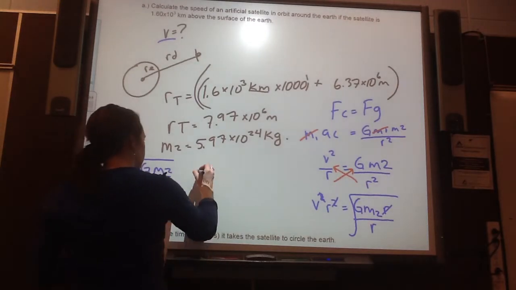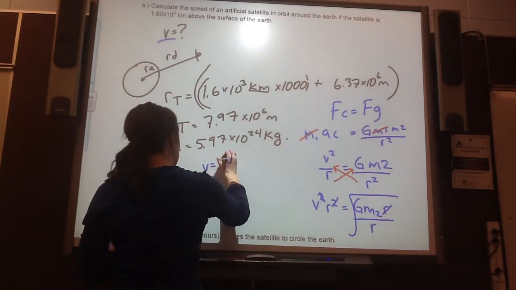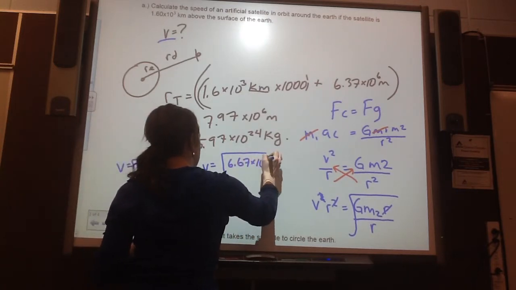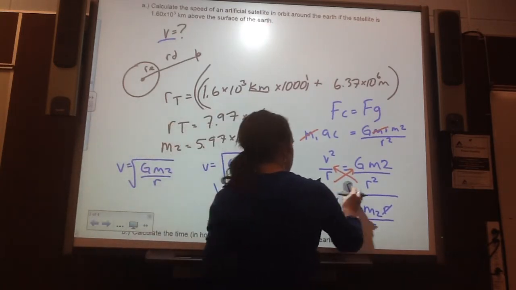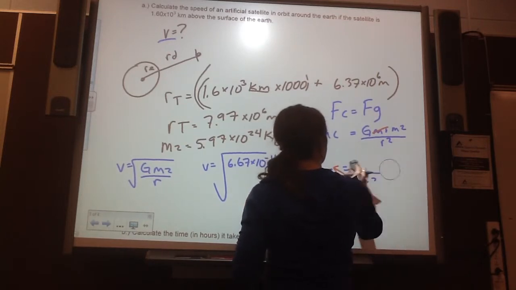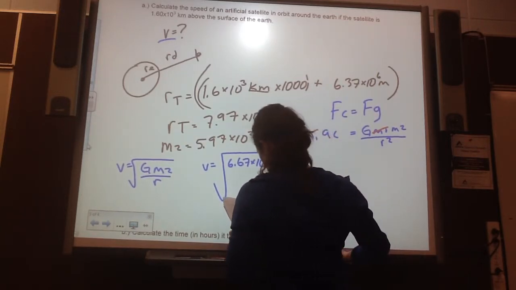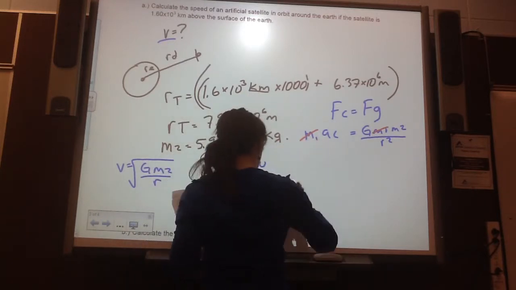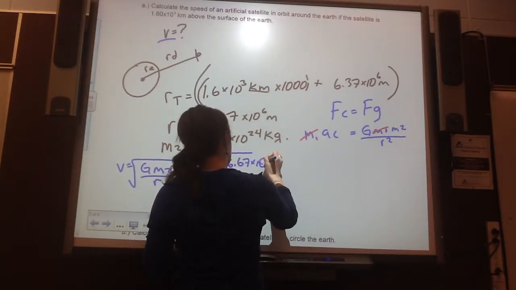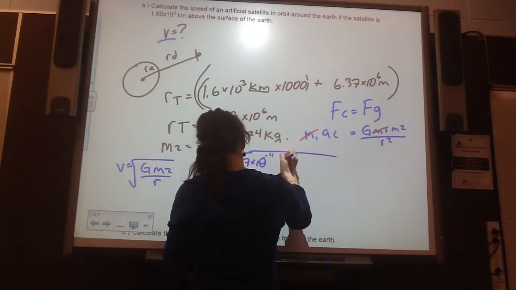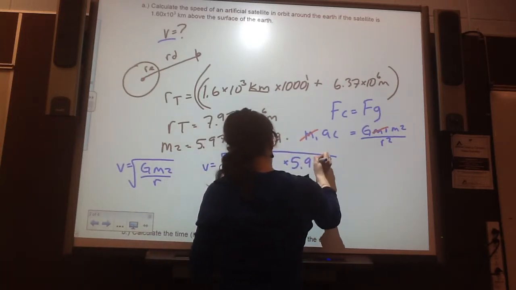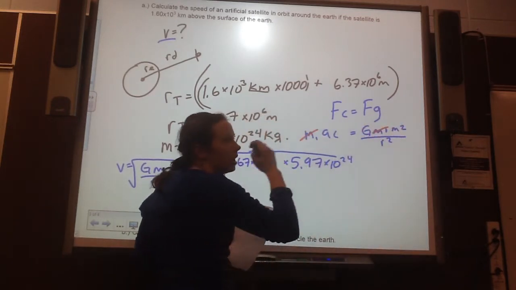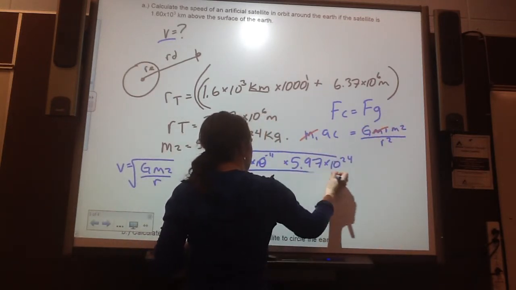So then we put this in. V is equal to the square root of 6.67 times 10 to the negative 11, times my mass of the Earth, because that's M2, because that's the mass that's actually producing that gravitational field.